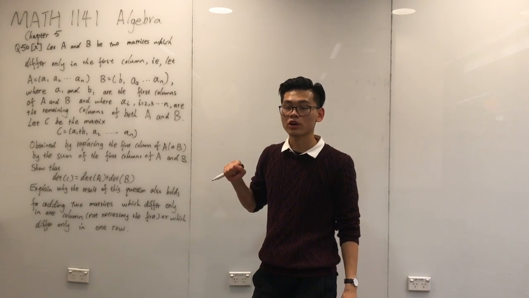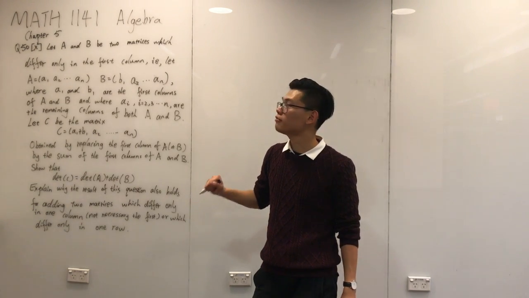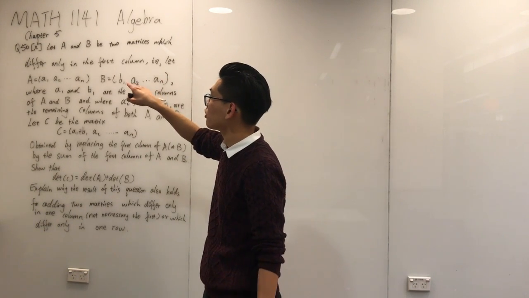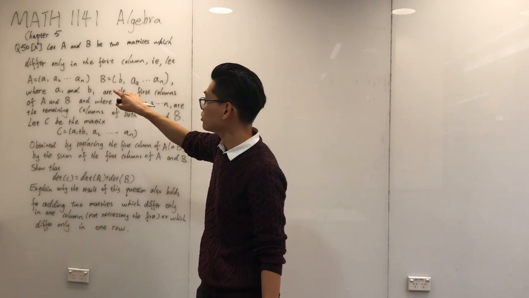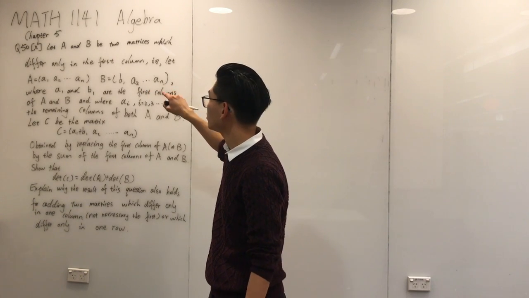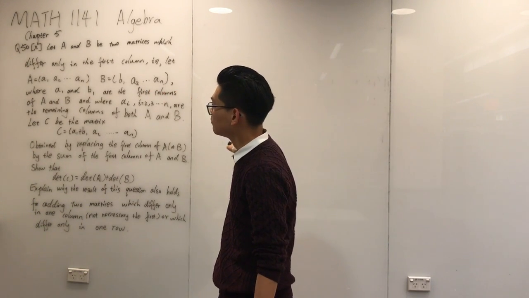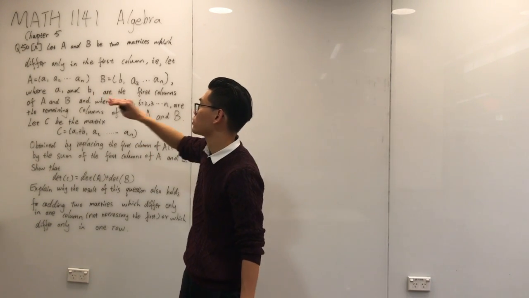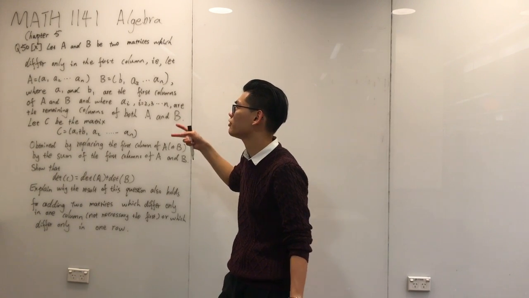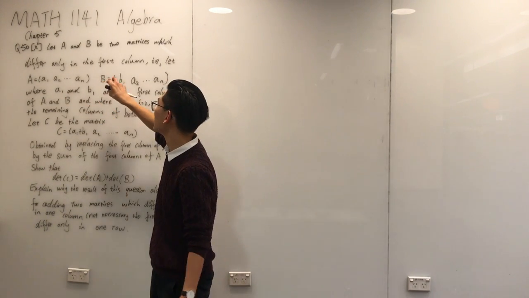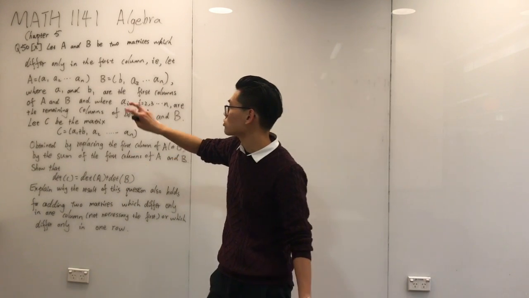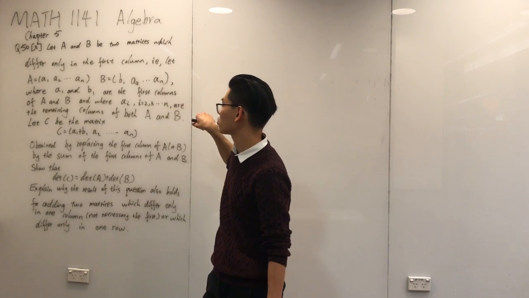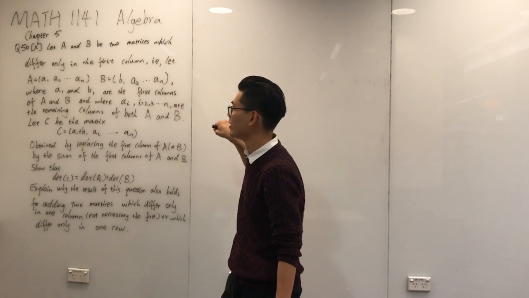So this time I'll talk about algebra, chapter 5, question 50. Let A and B be two matrices which differ only in the first column, i.e. let A equals A1, A2 to An, B equals B1, A2, A3 to An. So basically it means matrix A and matrix B are the same, but the only difference is they replace the first column by B1, right? Where A1 and B1 are the first column of A and B, and where i equals 2, 3 to n are the remaining columns of both A and B.